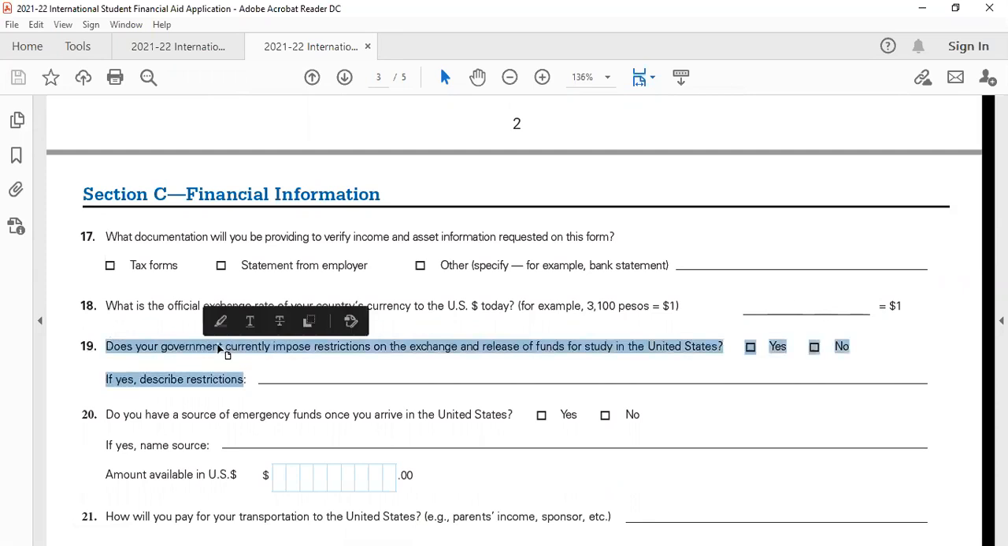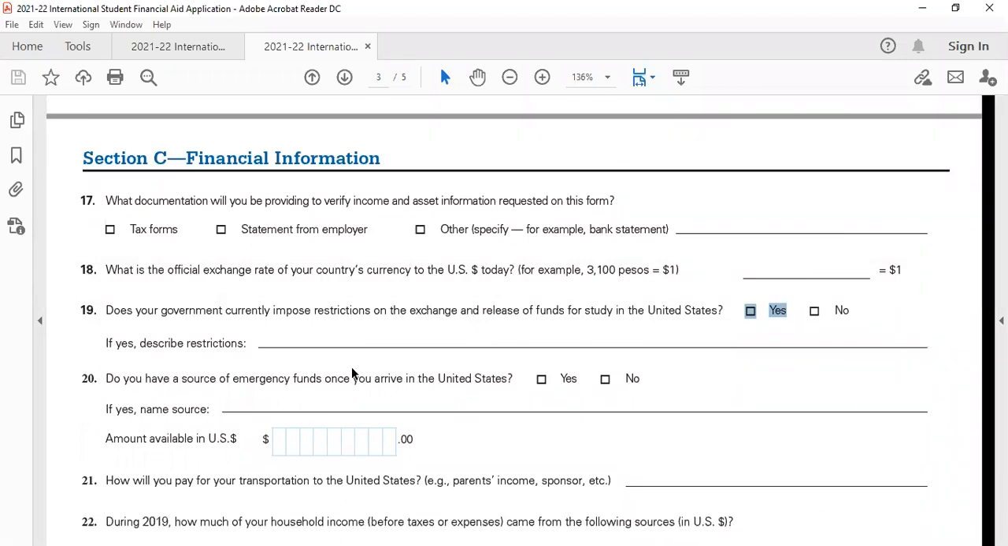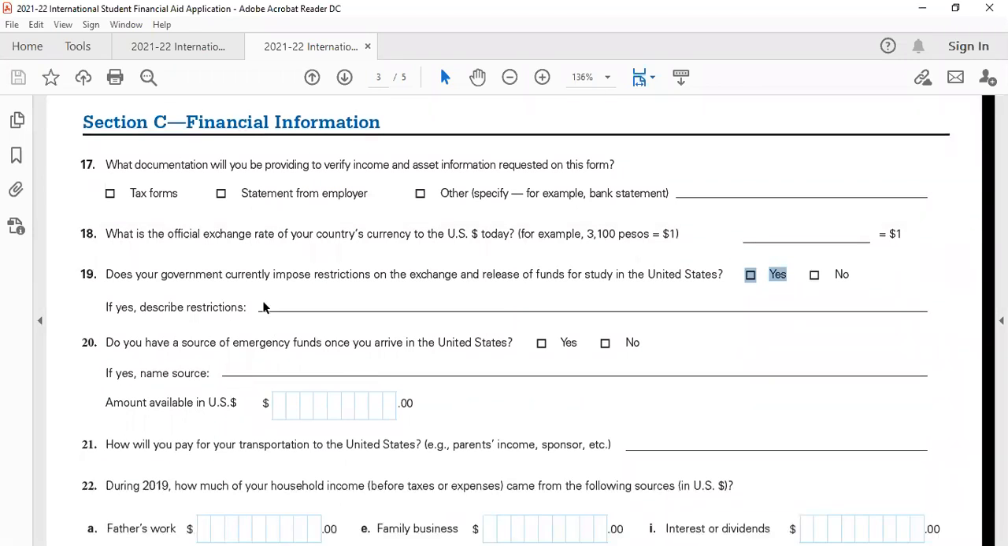Question number 19 asks whether the government imposes any restrictions on the exchange and release of funds to the US. The answer is yes. The amount is $250,000, which is a significantly higher amount than what you will actually spend on a yearly basis when you're going to study in the US.